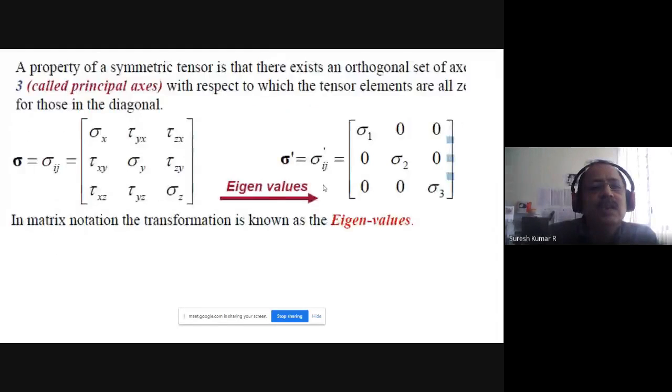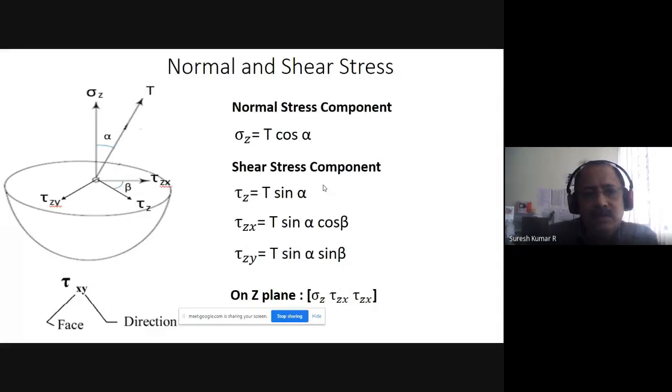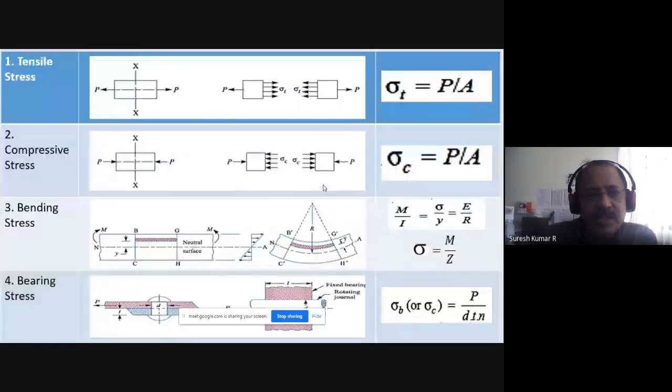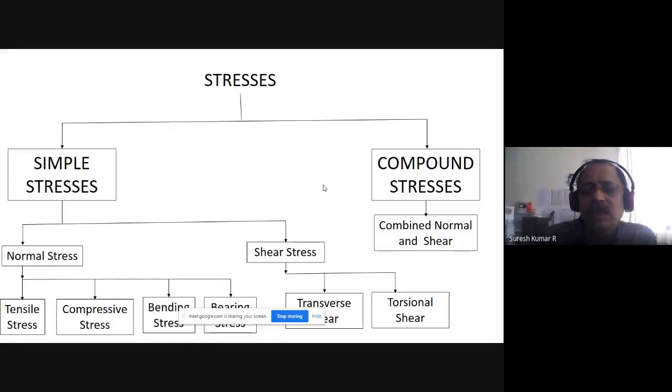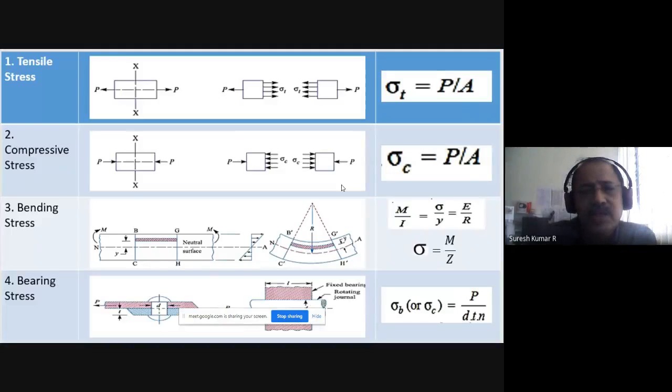Now we have seen here 9 stress components, 3 normal and 6 shear stress. Here also we have shown this, right? Simple stresses: normal stress and shear stress. As long as only one type of stress is induced in a material, we call them simple stresses. Suppose there is a combination of normal and shear, then we call them compound stresses. Compound stresses are a combination of normal and shear stress.